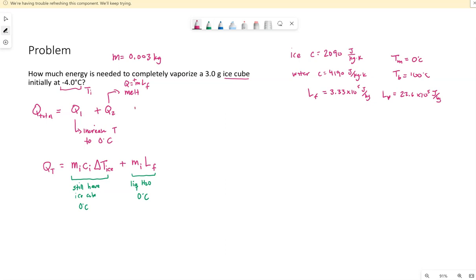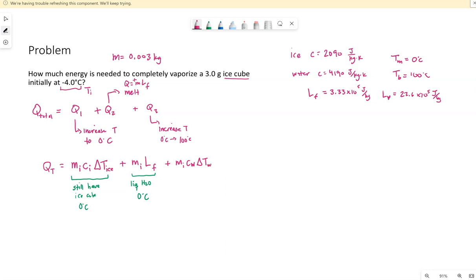So the next step, our Q3, would be to put the energy in to increase the temperature from 0 to, well, we're trying to turn it completely to gas. So from 0 to 100 degrees Celsius. Since we're changing temperature, I'm going to leave this as mass of the ice. Even though it's now liquid water, the mass doesn't change. The density and volume change, but the mass stays the same. So I'm going to leave it as Mi.